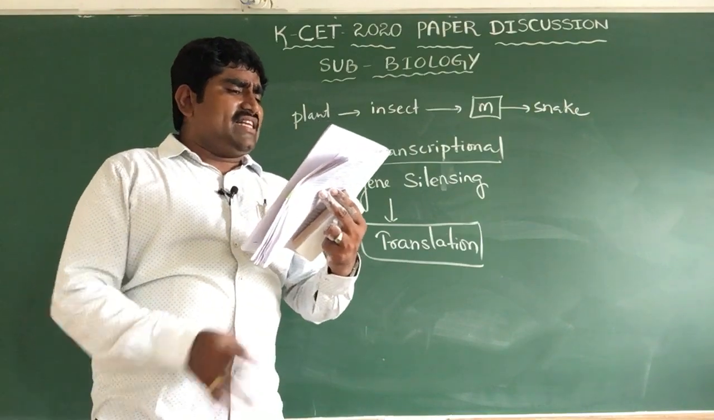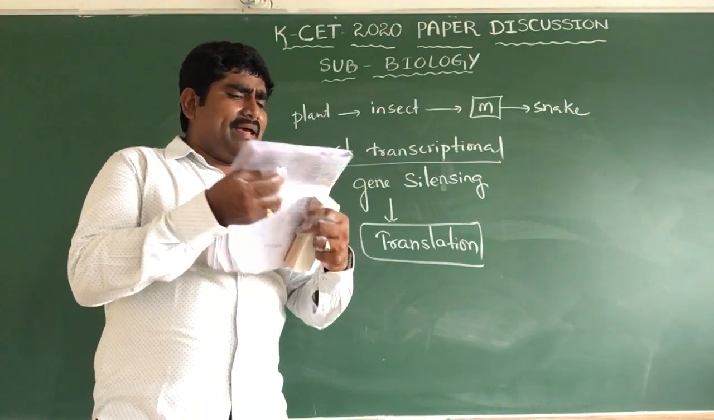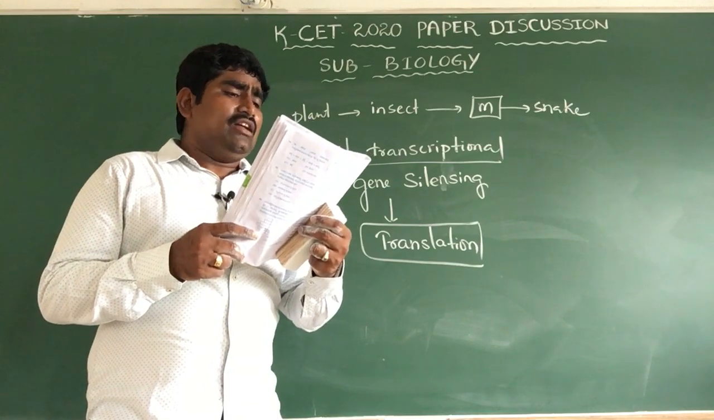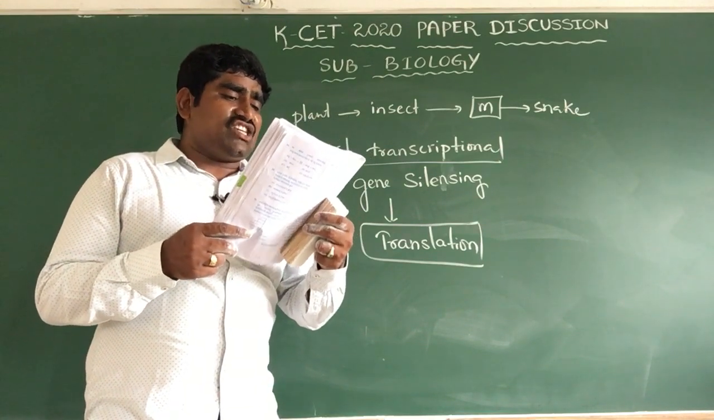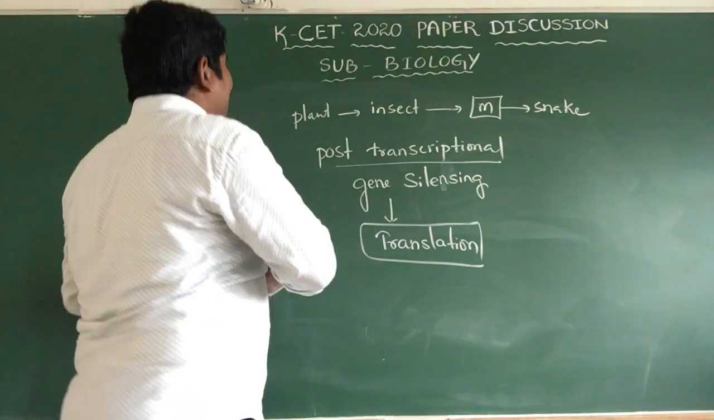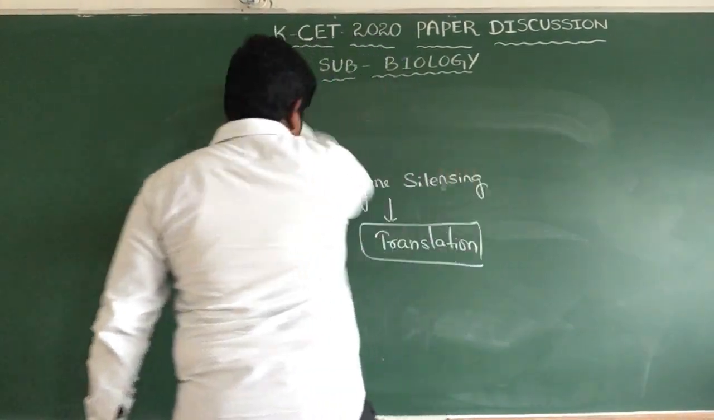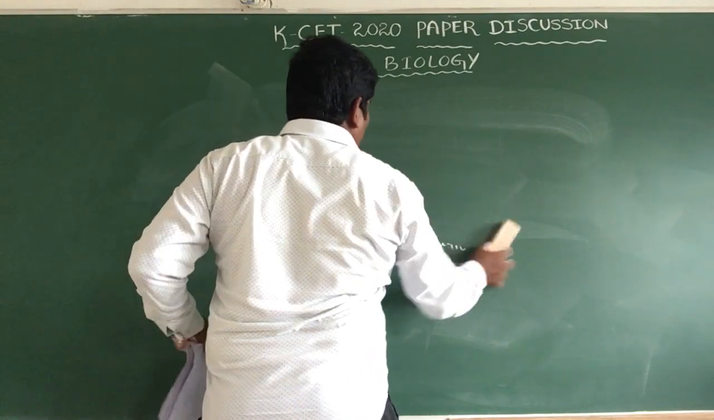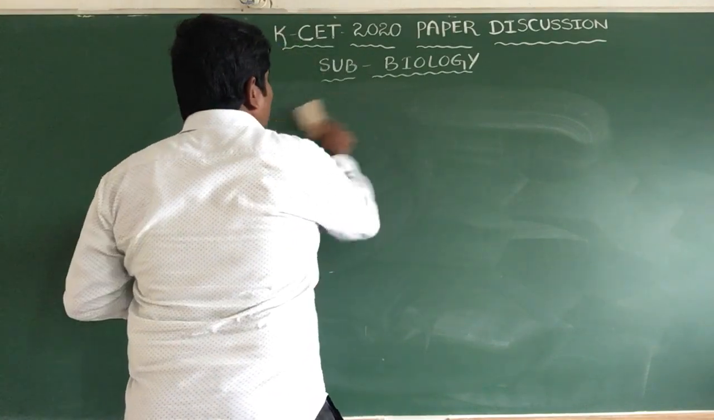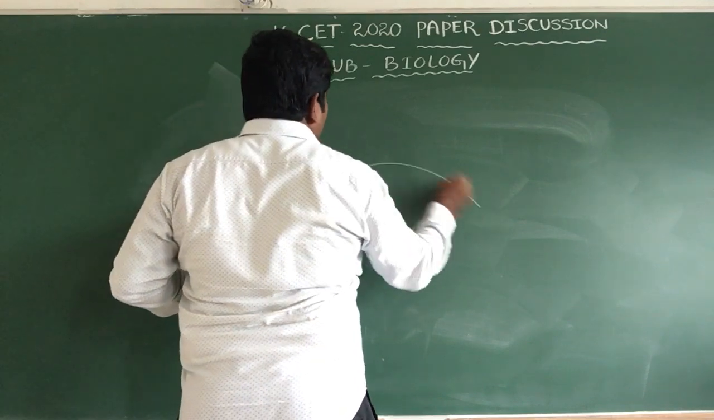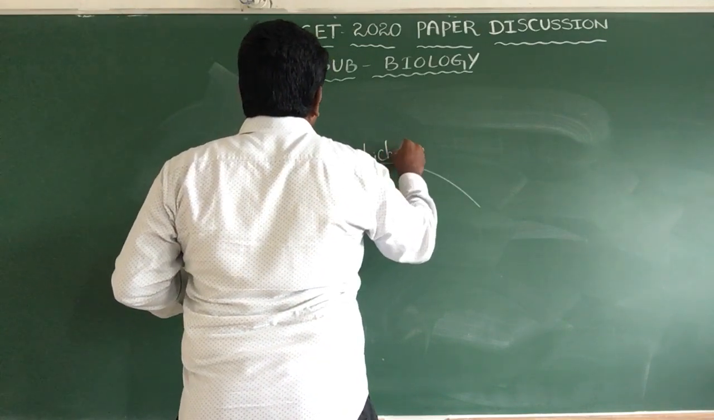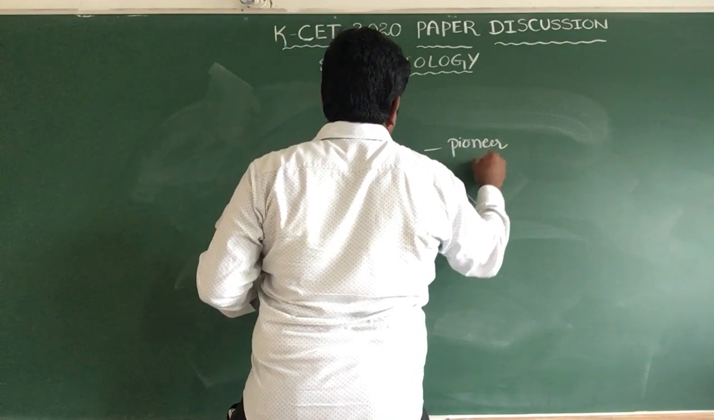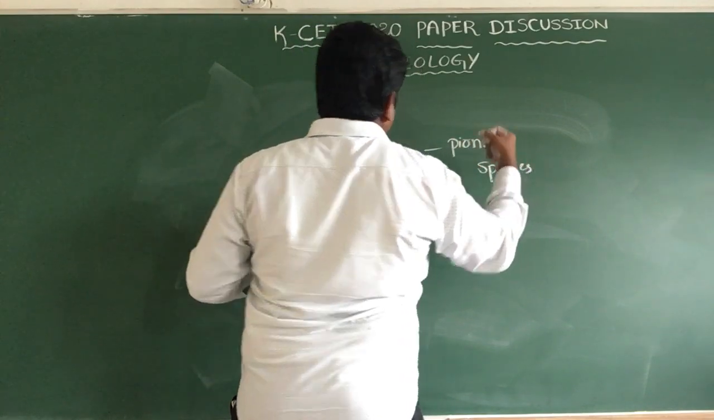The organism which invades a bare rock to initiate an ecological succession is known as. So a bare rock, this process is also known as lithosere. On the bare rock, first what will come? Lichens will come. So lichens are known as pioneer species.